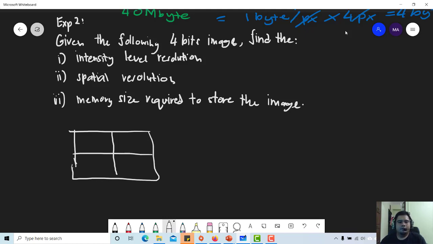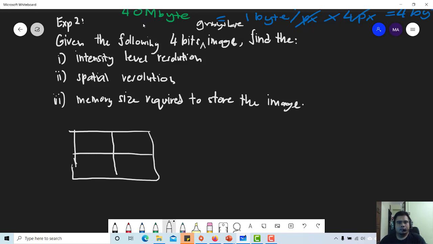Okay. Given the following 4-bit image. I don't put grayscale here. Doesn't matter whether it is grayscale or not. Given the following 4-bit image, find the intensity level resolution.